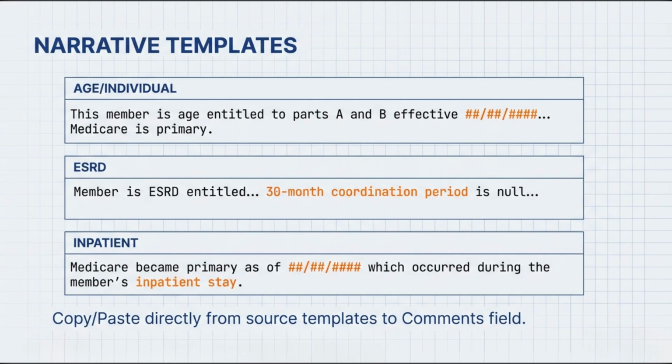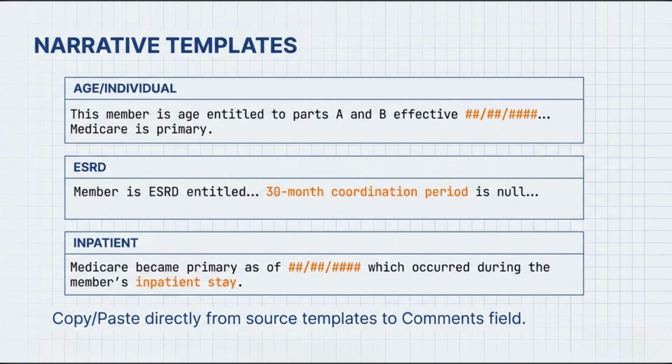Now, ESRD. This one's fantastic. Notice 30-month coordination period is null. Why is that so important, COB analysts? It's that nuanced rule we just covered. If Medicare was primary before ESRD entitlement, that 30-month GHP primary window evaporates. Medicare stays primary. This template captures that intricate logic perfectly.